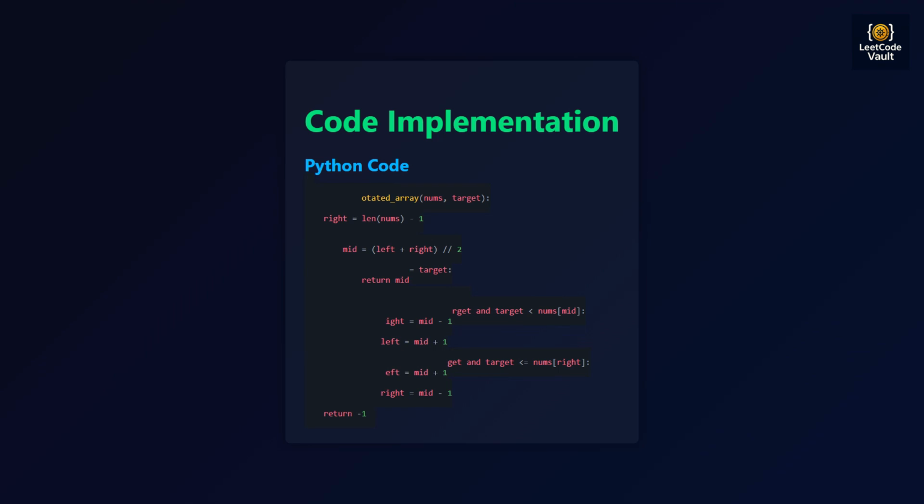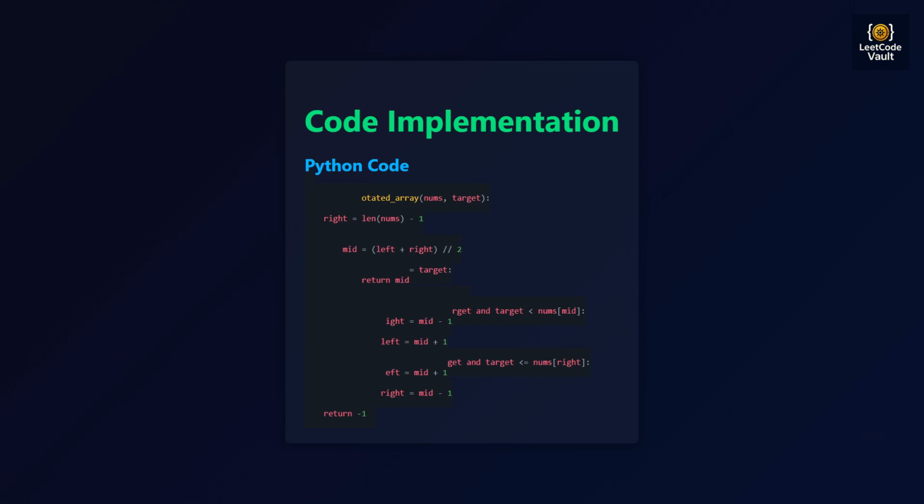Code implementation. Let's see the code in Python. We'll implement our modified binary search. We'll start with our function search that takes the array, nums, and the target as input. We'll then define the left and right pointers and enter a while loop that continues until our left pointer surpasses the right pointer. Inside the loop, we calculate the middle index. We then compare the elements at the middle index to the target. If they match, we found it.